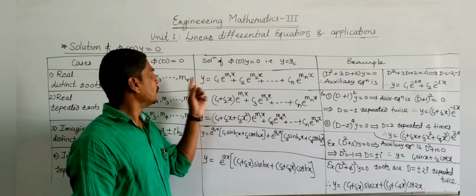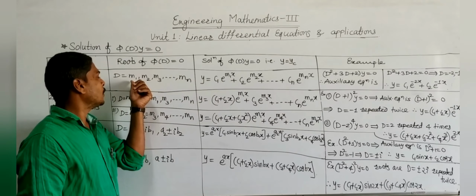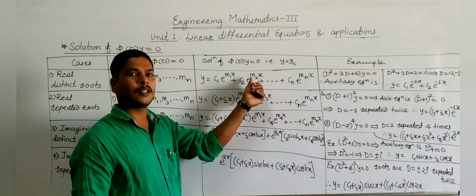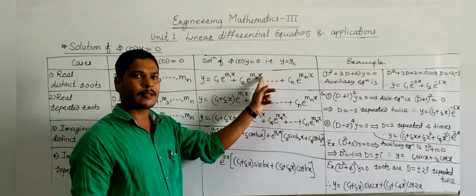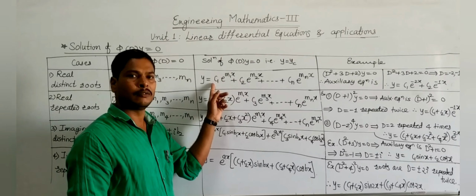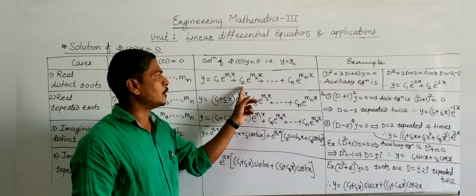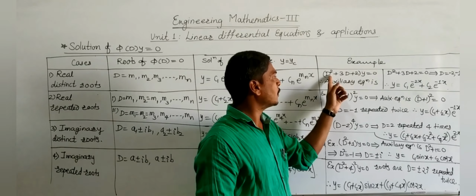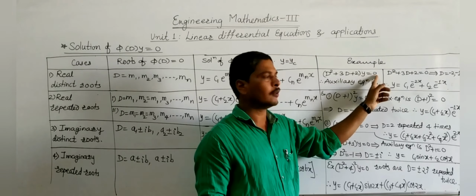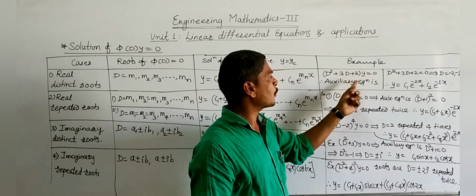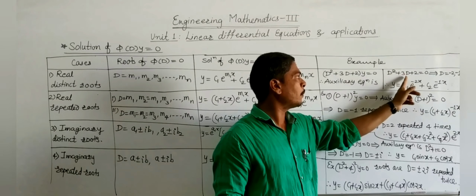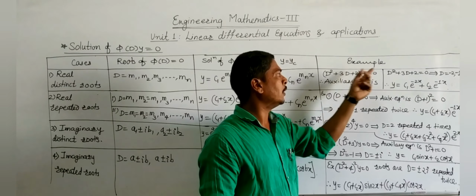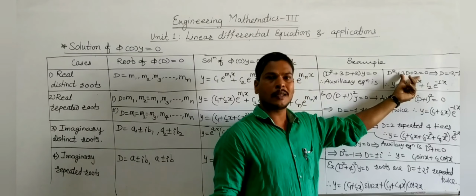Just take the power of e, which is our root m1, then the second root m2 in the power of e together with x, and multiply this exponential function by constants c1, c2 and so on up to cn. For example, if our differential equation is D square plus 3D plus 2 into y is equal to 0, then the auxiliary equation of this differential equation is D square plus 3D plus 2 is equal to 0. That means just equate this polynomial of D with 0. So we get this auxiliary equation.